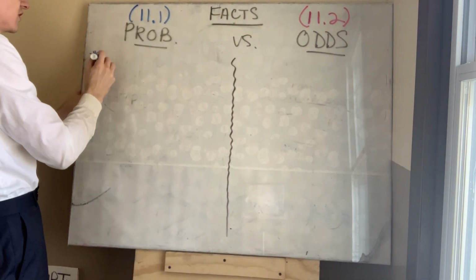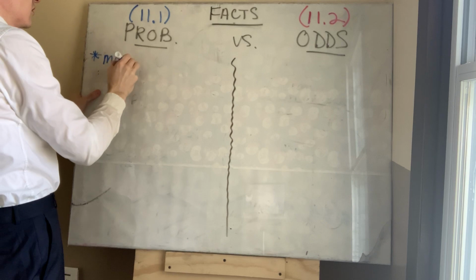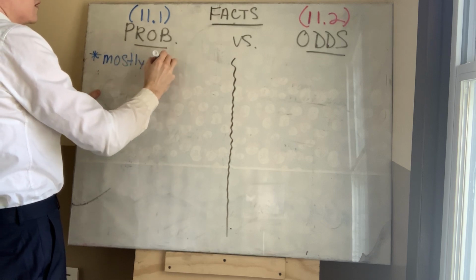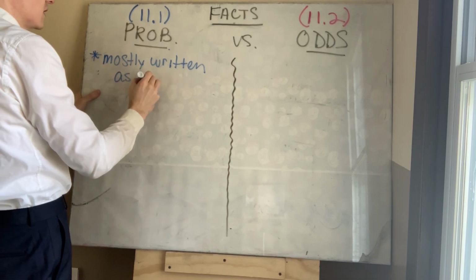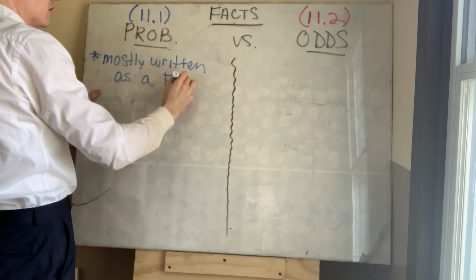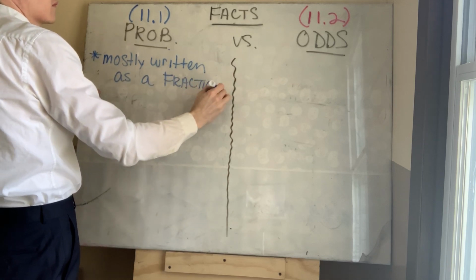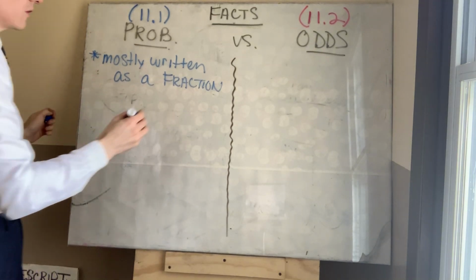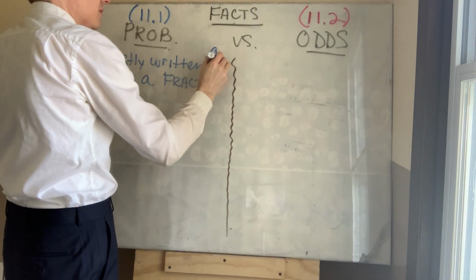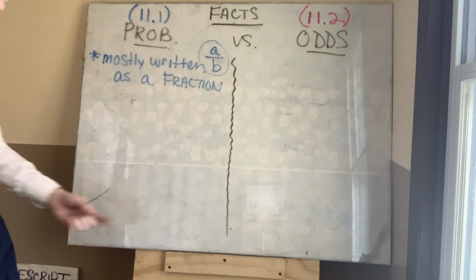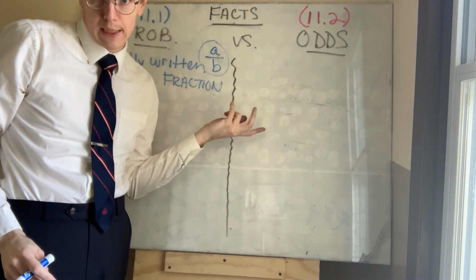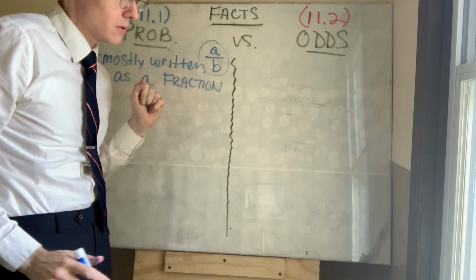Probability is presented mostly in the style of a fraction. So it's mostly written as a fraction. That's the first thing. There'll be an obvious top and an obvious bottom, something that looks like that. Both of the formulas that we have look like that. There's a top number, there's a bottom number.